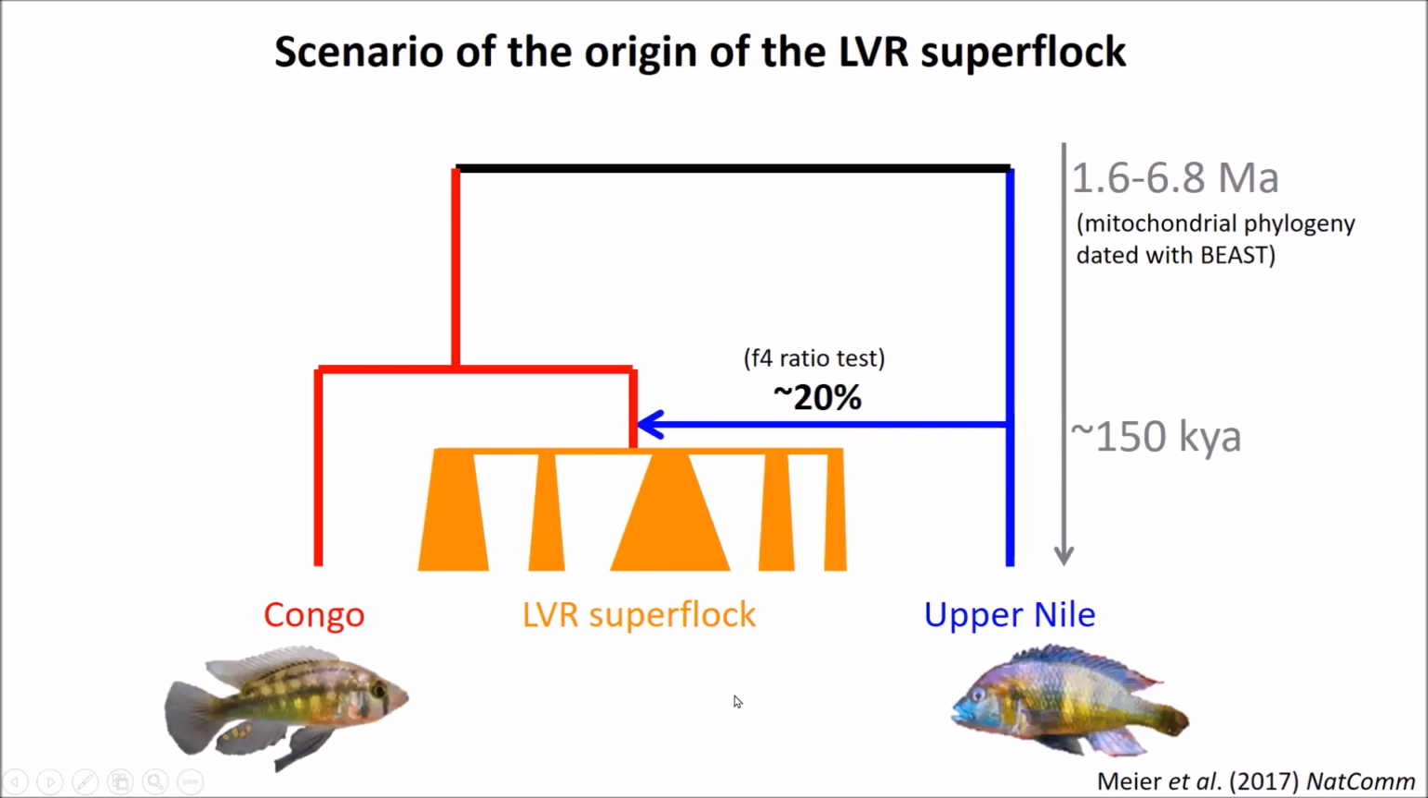With lots of different tests of hybridization and generating dated phylogenies, I inferred this scenario, where about 20% of the ancestry of this Lake Victoria Region Superflock is derived from the Upper Nile lineage and 80% from the Congolese lineage. These 2 lineages are quite divergent, with a quite large confidence interval. And then they likely hybridized around 150,000 years ago.